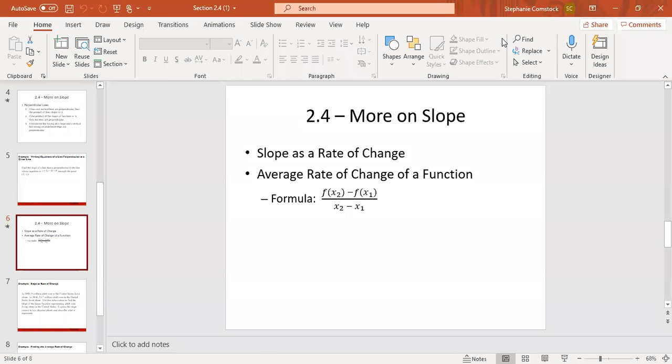Okay, so in this section, we are going to talk about slope as a rate of change and the average rate of change of a function. When we talk about slope as a rate of change, we are looking at the change over time instead of looking at the small little increments.